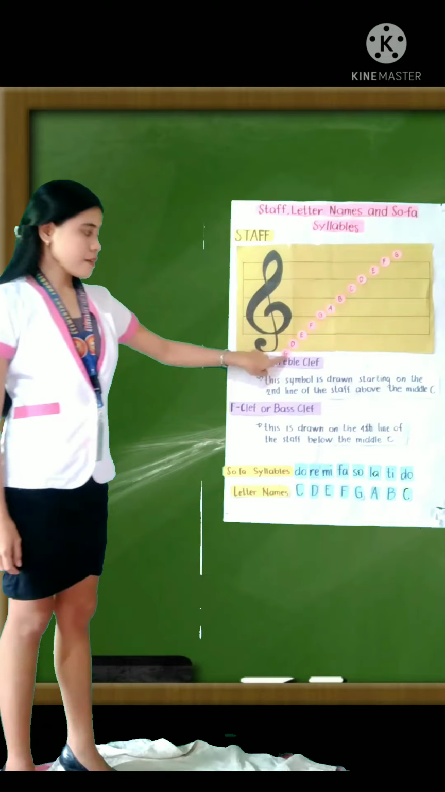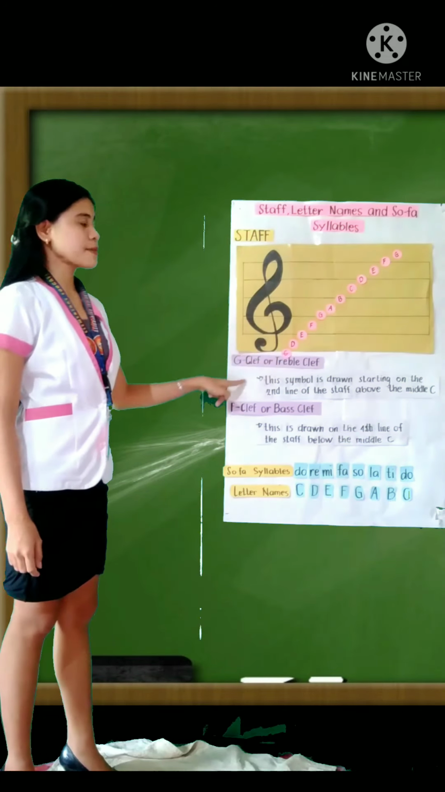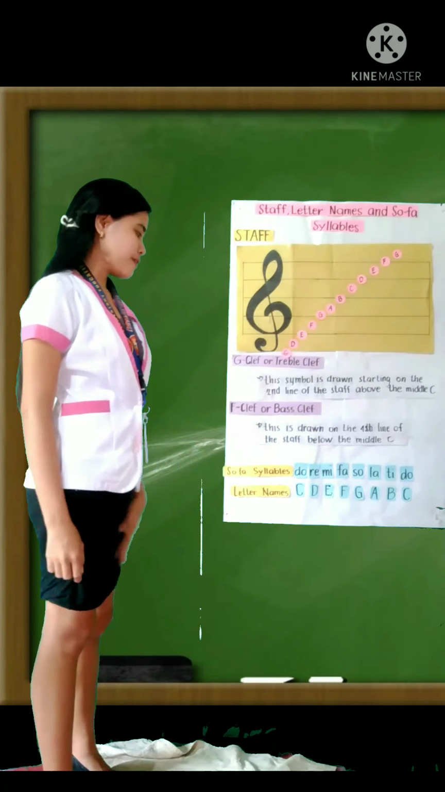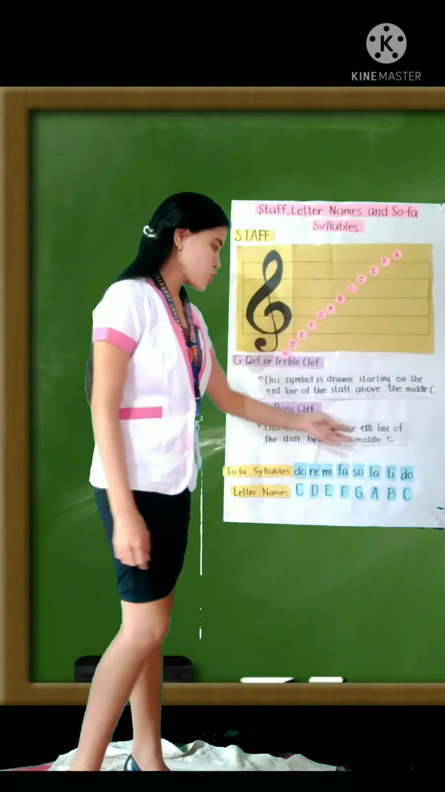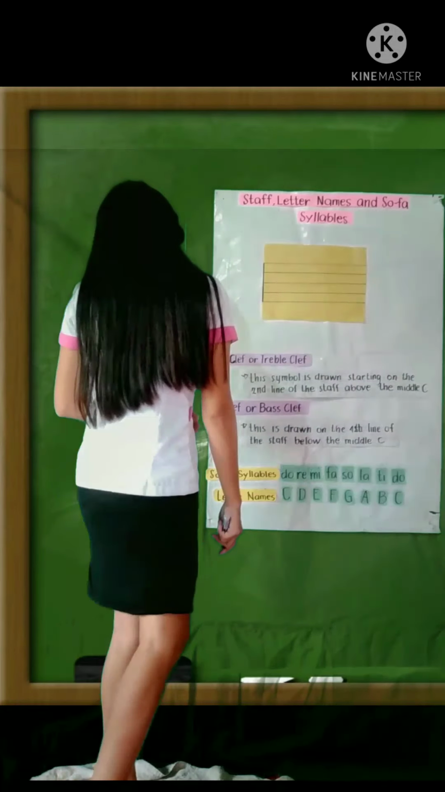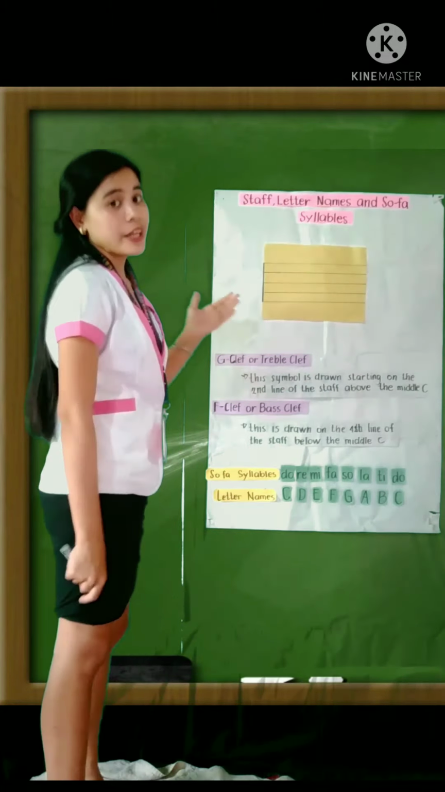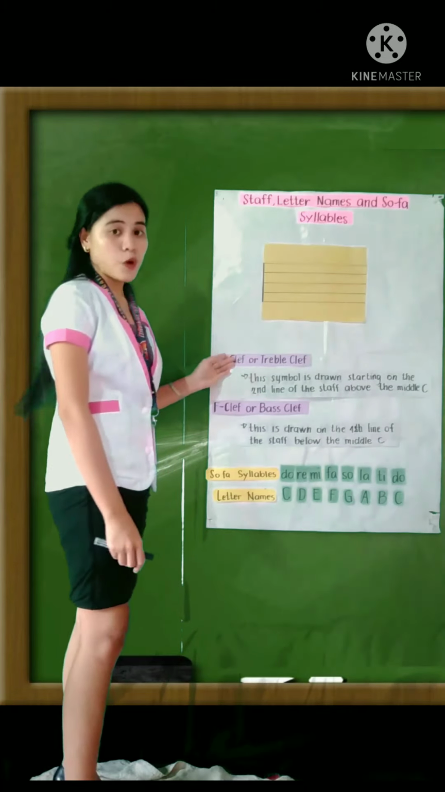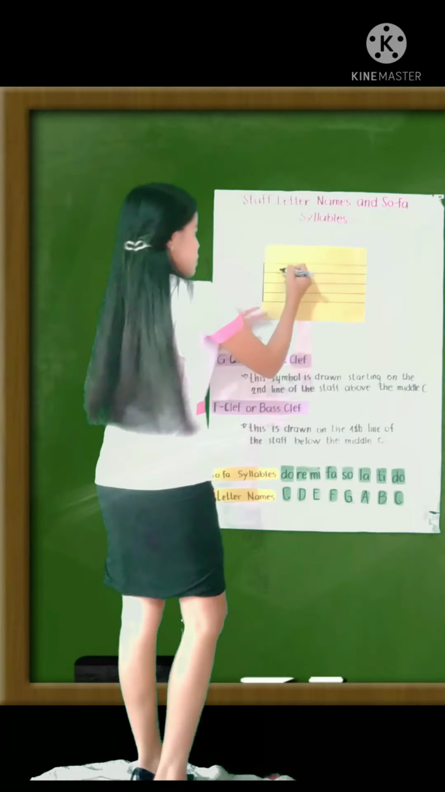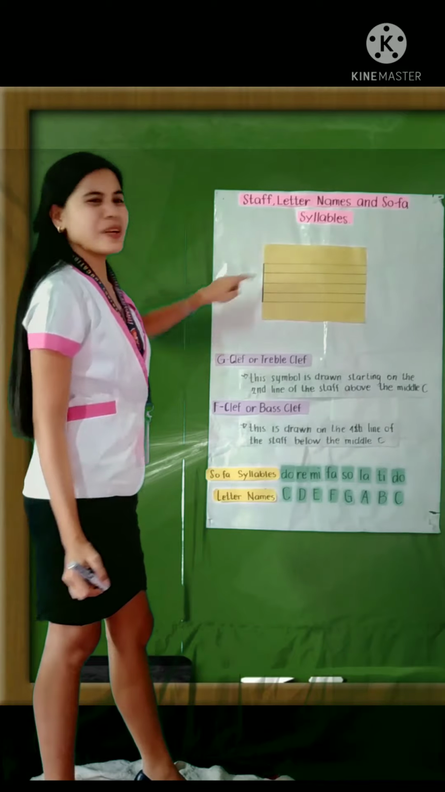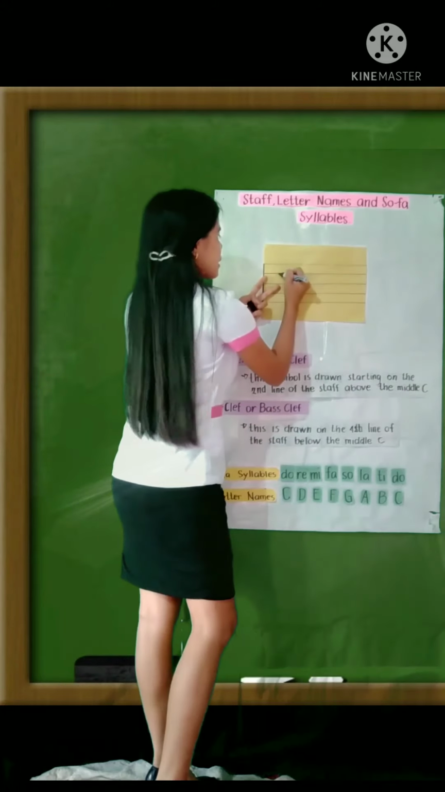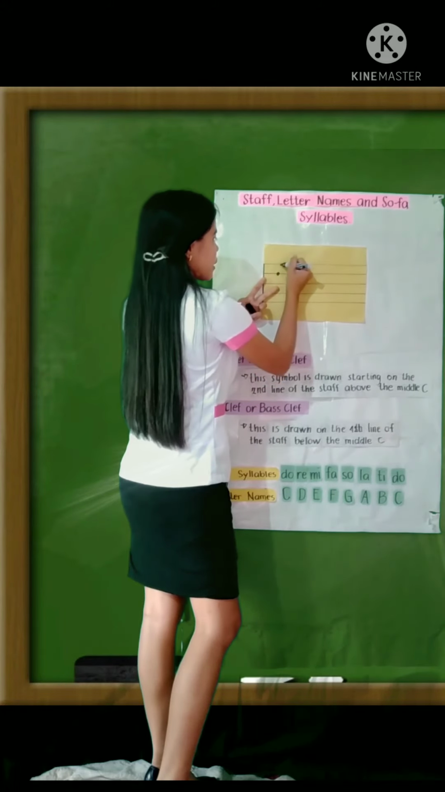So next of this is the F clef or bass clef. The bass clef is drawn on the fourth line of the staff below the middle C. It is also used for lower voice, lower pitch. So here we will draw the F clef. It starts on the fourth line. Where is the fourth line? So this is the fourth line: 1, 2, 3, 4. Okay, we will start drawing here.